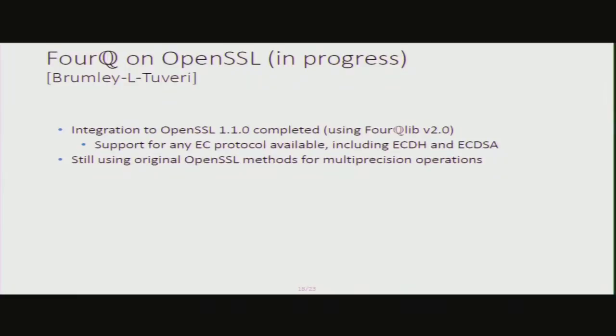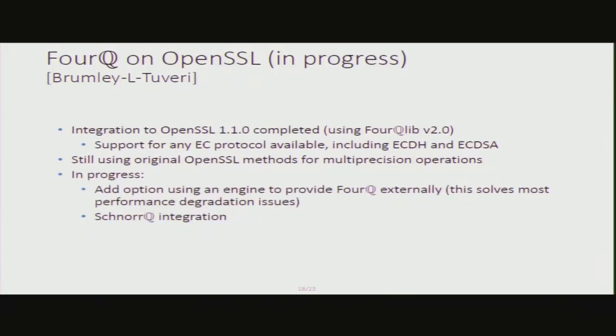Now, one downside of that approach of supporting all the protocols available is that we have to use some of the slow parts of OpenSSL, and in particular, it hurts to use some of the multi-precision operations, as I will show in the last two slides. Now, we have more work in progress to address these performance issues, because we plan to have an additional option using an external engine to provide 4Q that should solve most of the performance degradation issues. And also we are integrating SchnorrQ for signatures.